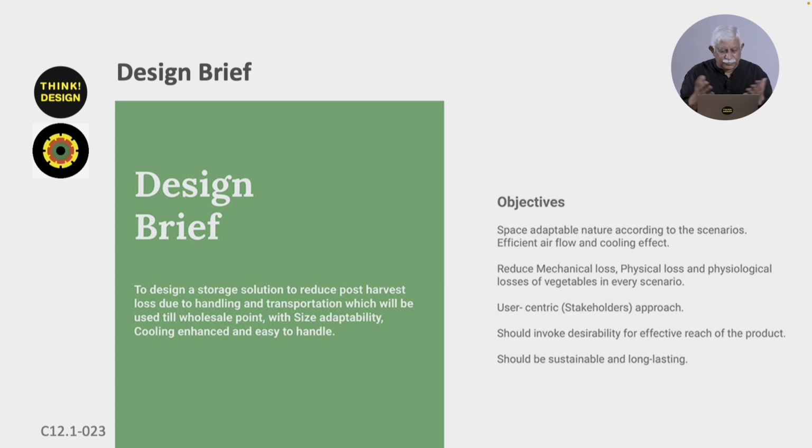Okay, so the objective was space adaptable nature according to the scenarios, efficient airflow and cooling effect, reduce mechanical loss, physical loss and psychological loss of vegetables in every scenario, user-centric stakeholder approach, should evoke desirability for effective reach of the product, okay, should be sustainable and long lasting. Okay, so these are objectives of why the design was done.